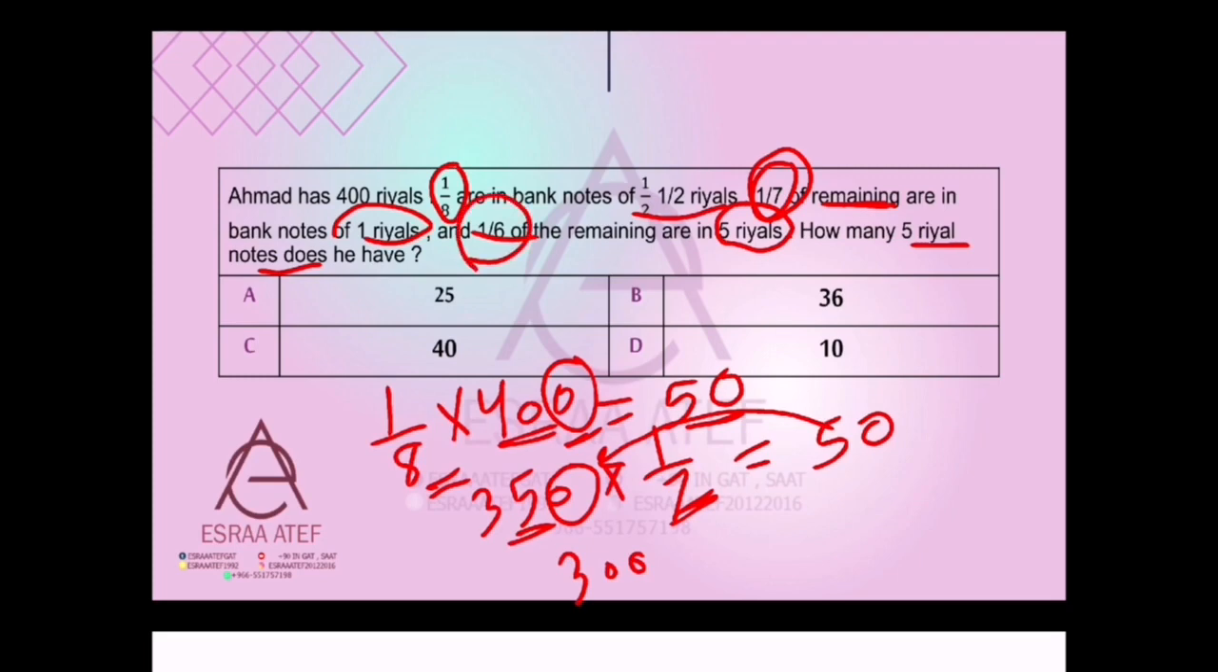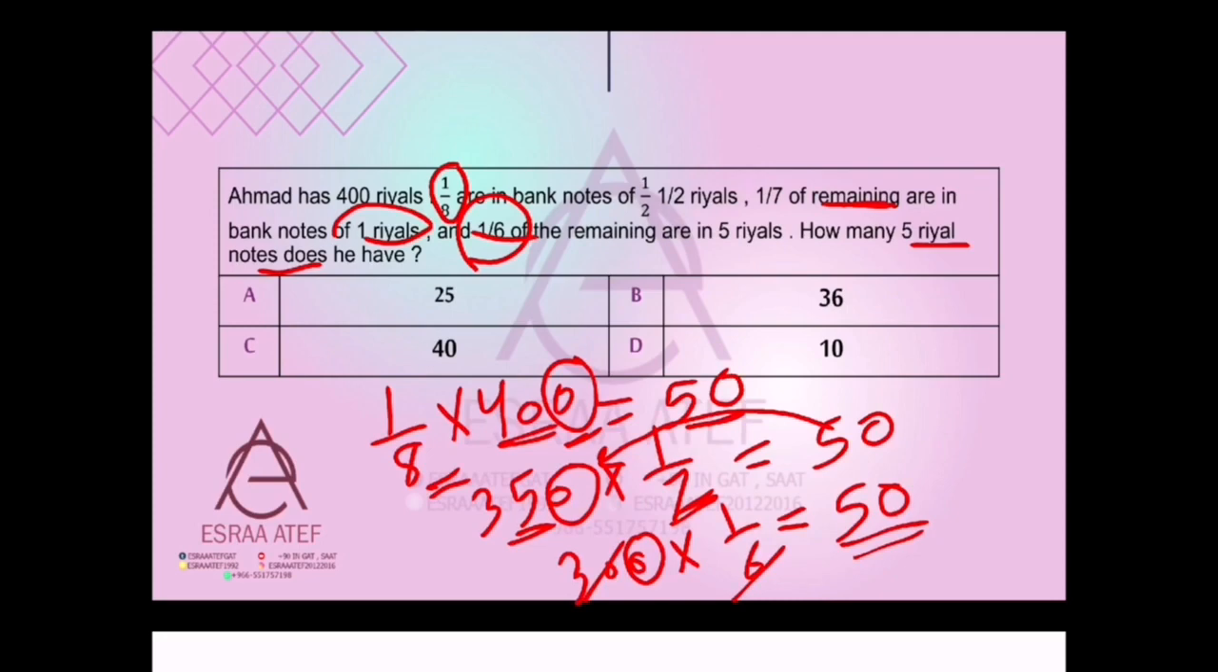Okay, 1 over 6 of them is 5 riyals. So 300 divided by 6 is 5, and we have 0, so it will be 50. So how many 5 riyals do we have? They are 50. But he wants the number of the notes. So how many 5s in the 50? We have 10 notes of them.